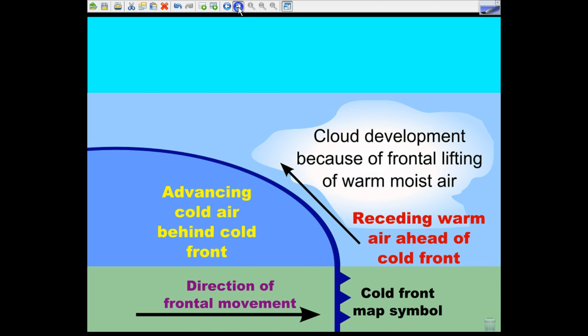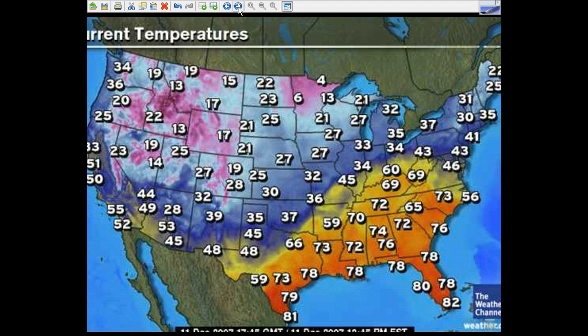This is a map of the United States, in case you didn't know that. And you could see the dividing line in temperatures. You could essentially just draw a line right over here. And here would be my cold front. Everything behind it is cold, and everything in front of the front would be warm in comparison.